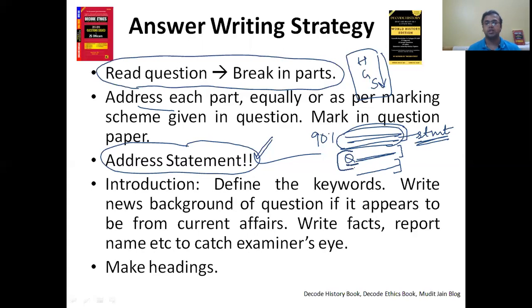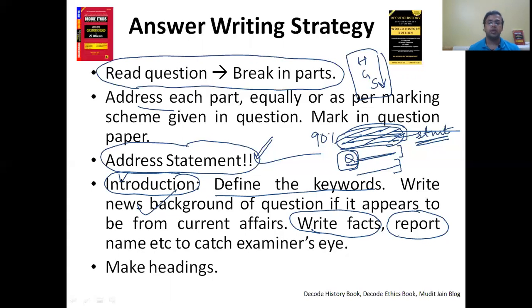They could have simply asked you the question: what is the need of writing three, four lines and wasting so much of ink? So, if they are doing something, they are doing it for a reason. So, you have to address this statement. Then coming to introduction, you have to define the keywords as I've already told you before. You have to write news background. This is also told before. You have to write facts. I've told you this as well. Reports, I've told you, but let me emphasize on it. You have to definitely write reports.